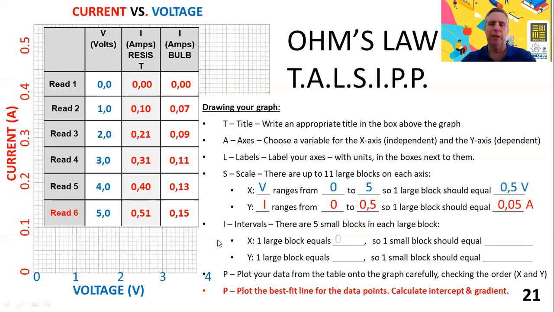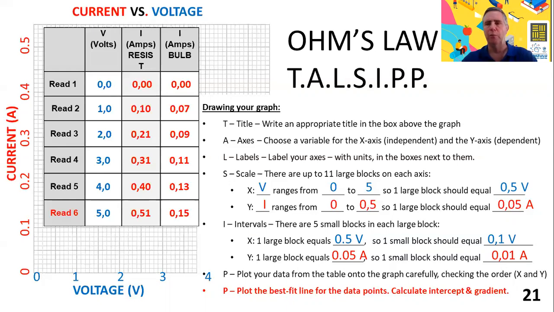Again, let's start with the x-axis. One large block equals 0.5 volts, and there's 5 small blocks inside, so each small block should be 0.1 volts. So each one of these little blocks represents 0.1 volts, and there are 10 of them which make 1 volt, which is quite easy. On the y-axis, one large block equals 0.05 amps. Dividing by 5, each small block should be 0.01. So on the y-axis, one of these small blocks is 0.01 amps.